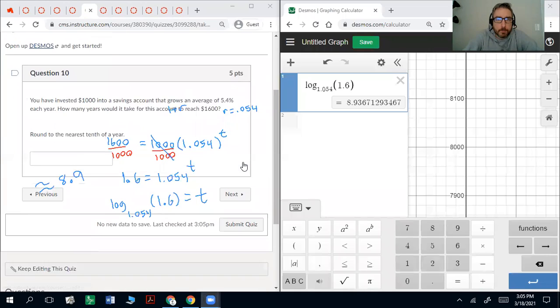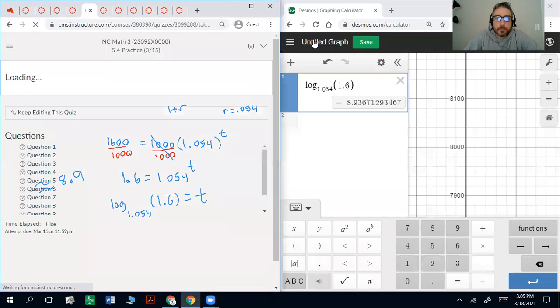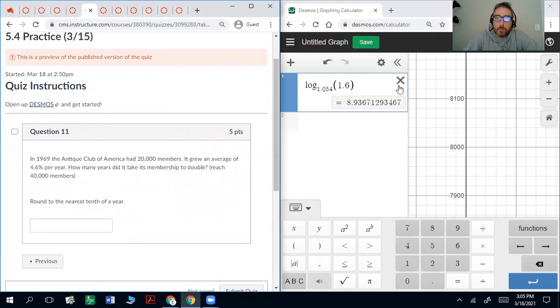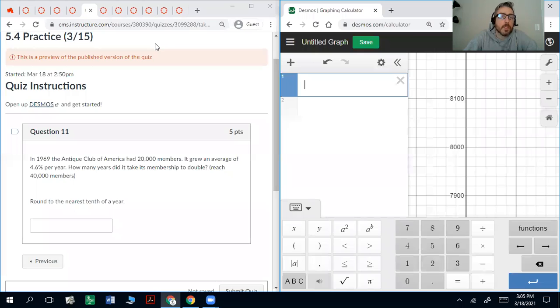Okay, one more question. In 1969, the Antique Club of America had 20,000 members. It grew at an average rate of 4.6% a year. So 0.046. It grew 1 plus your rate. How many years did it take for this membership to double? So in other words, become 40,000.